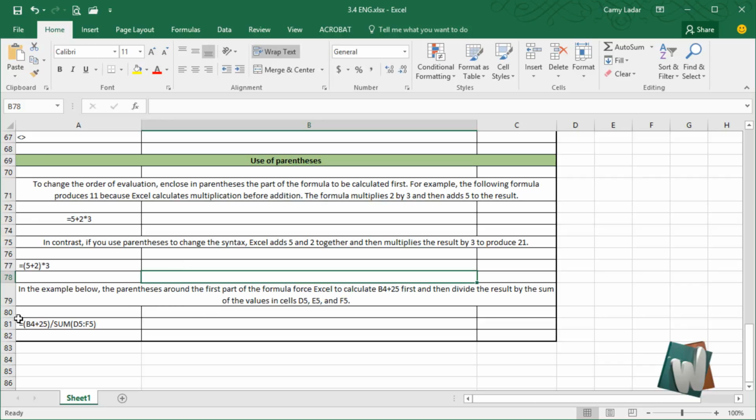And finally, let's see a more complex example involving both parentheses and more advanced operators. We have an addition here between the value of cell B4 and 25 in parentheses, divided by the sum of a range of cells between D5 and F5. It may look more complex, but if we replace these cell names and ranges with their respective numbers, this is going to make a lot more sense. But the important thing to remember is that we will start by doing the addition within the parentheses, and finally these two values will be divided.